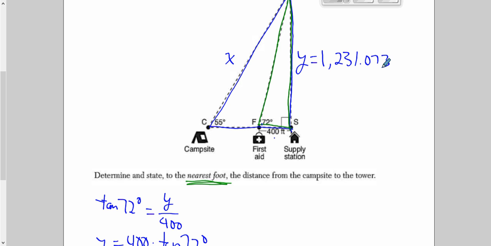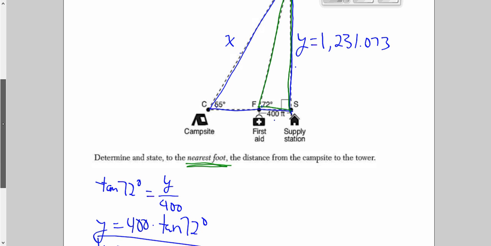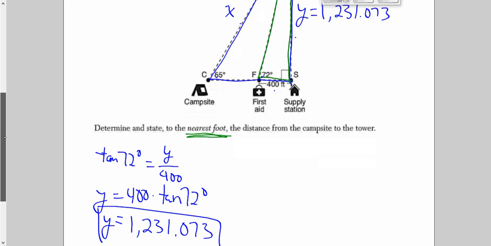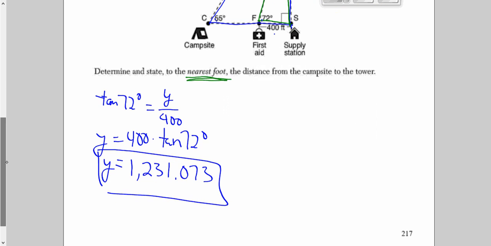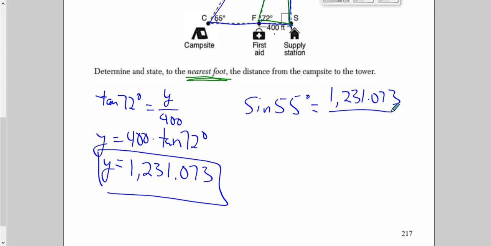Now, I've got this angle 55. I've got that side. X is my hypotenuse in the big one, so I'm moving to the big triangle, okay? So I got 55, opposite and hypotenuse, different trig function now. What is it? Sine. So the sine now of 55 degrees in the big one equals that 1,231.073 over X. So you see, but you guys, my way is a little shorter than yours, right?